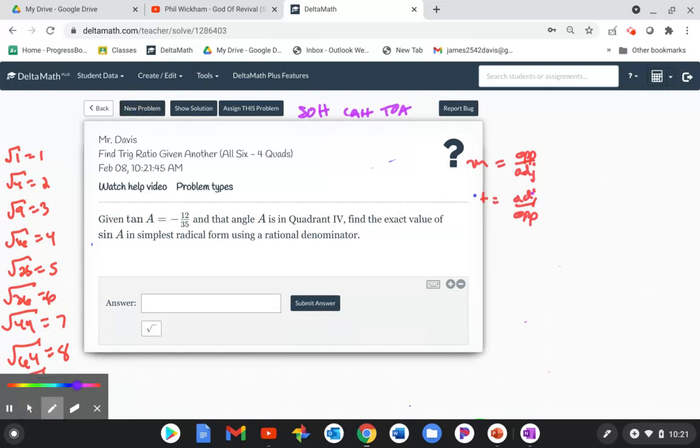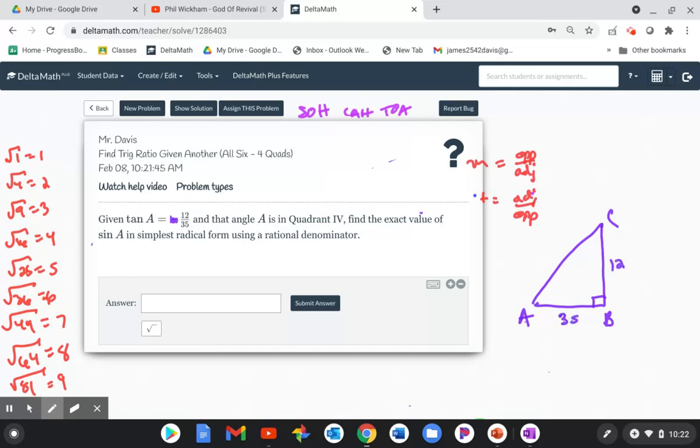So as always, we're going to start by drawing a triangle. A, B, C. We're given the tangent, and again, we can ignore this negative sign. The reason why it is negative is because tangent is negative in the quadrant 4. So that's why it's there, but for purposes of labeling our triangle, we don't need to care about that. So tangent is opposite, so opposite of A is 12 over adjacent, which is 35. So we got those labeled. We can go ahead and find our missing side, which is going to be the C in this case.